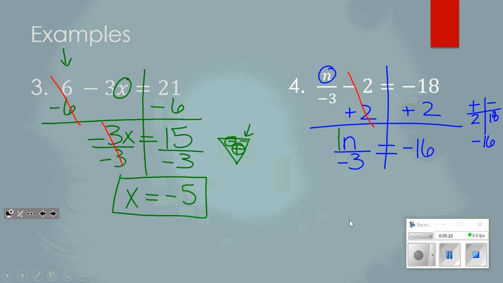So we're going to multiply both sides by negative 3. Pick up your cancel pen. This cancels this because it equals 1. And we're left with n equals, and negative 16 times negative 3 is a positive 48.